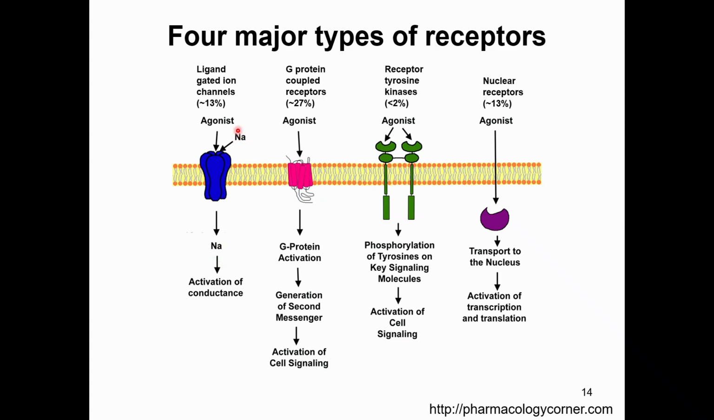But some of these channels also have receptor-like features to them. For instance, a drug might also bind nearby and regulate, or an endogenous ligand, and regulate the opening and closing of that. So it's kind of a weird hybrid between a receptor and a channel.